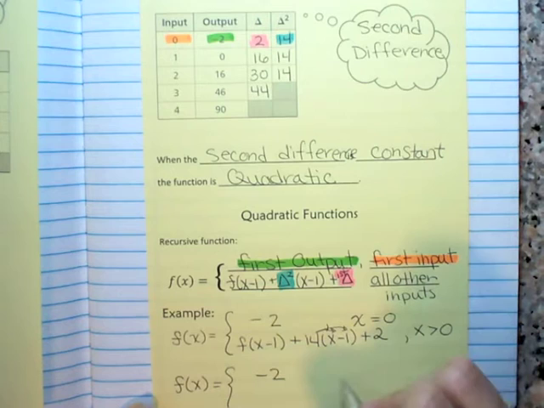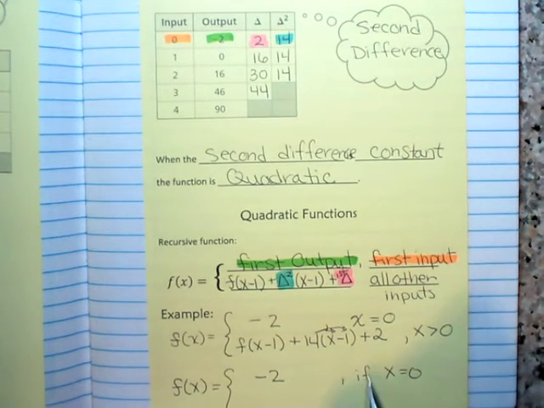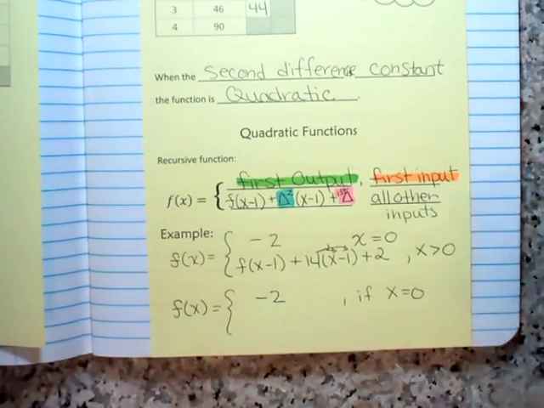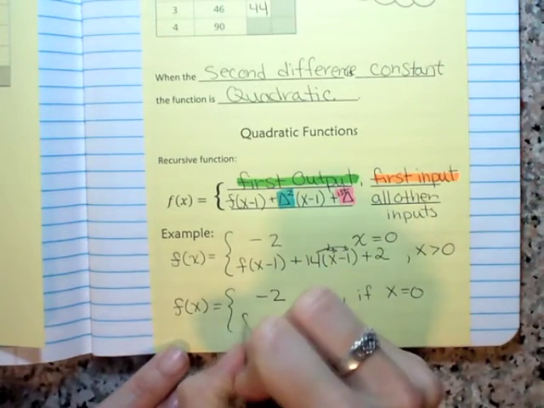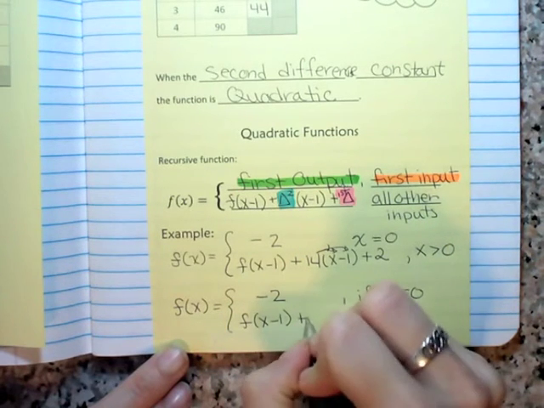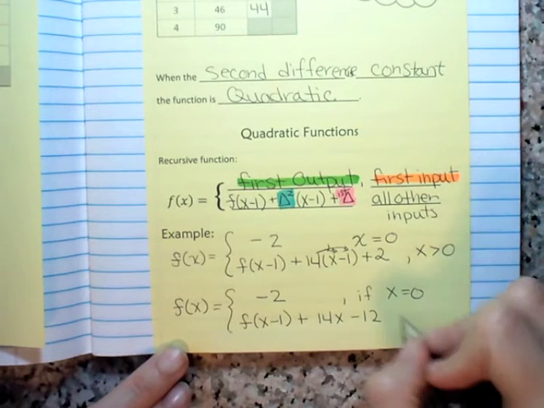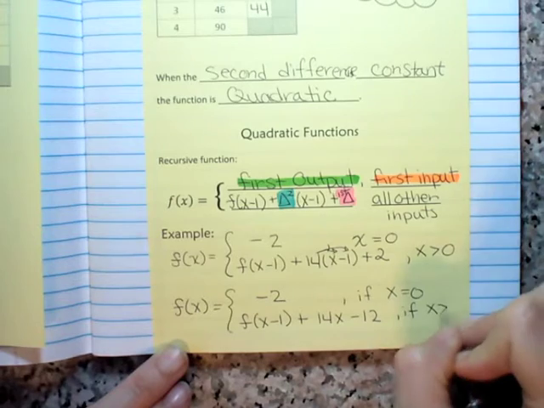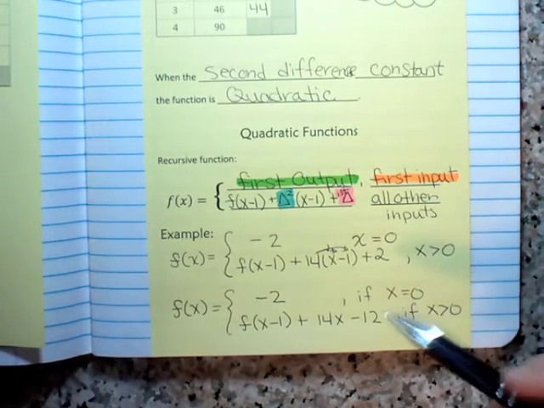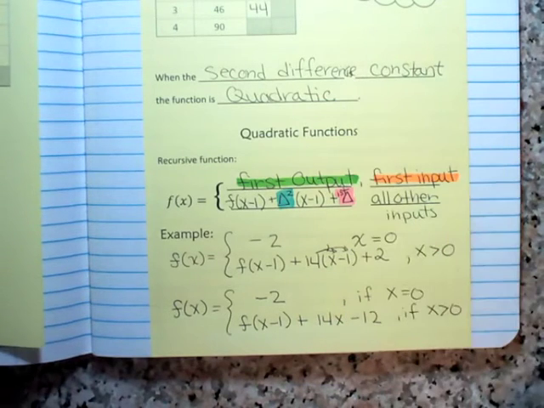So our final function, simplified, is negative 2 if x equals 0. Sometimes we write that if and sometimes we don't. As long as you have this comma in there, it doesn't matter which way you do it. Okay. Then I'm going to write my simplified function, f of x minus 1 plus 14x minus 12. And that's if x is greater than 0. So now we have simplified our function, and this is our recursive function for our quadratic table.